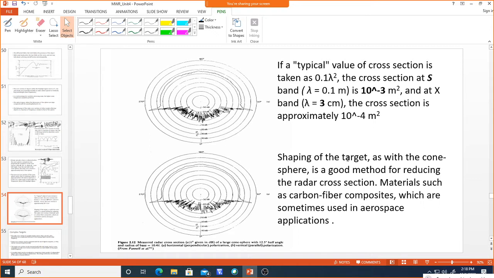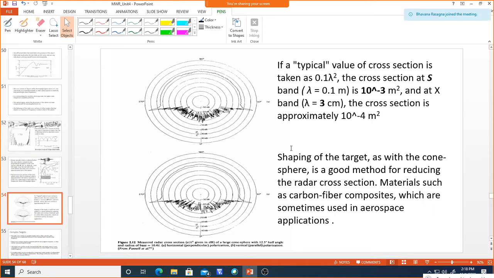So to reduce the RCS, either you can shape the target in such a way that it will not give maximum reflection, or you can use other materials to absorb the energy so that it can reduce the RCS. So these are some of the methods we can use for reducing the RCS. So this is for the simple target.